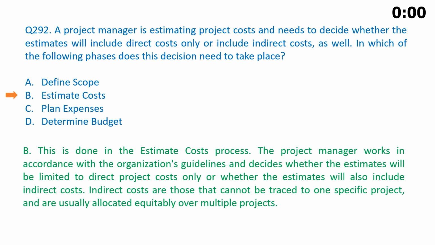The correct answer is B. This is done in the estimate costs process. The project manager works in accordance with the organization's guidelines and decides whether the estimates will be limited to direct project costs only or whether the estimates will also include indirect costs. Indirect costs are those that cannot be traced to one specific project and are usually allocated equitably over multiple projects.